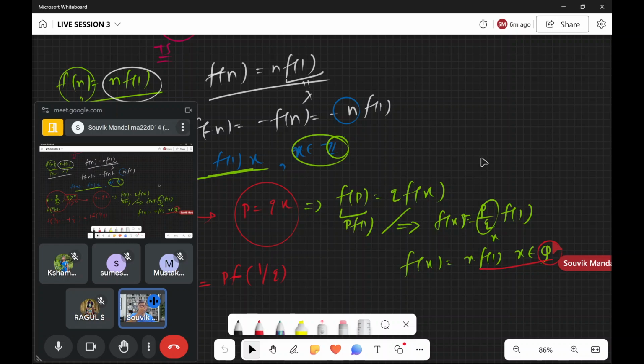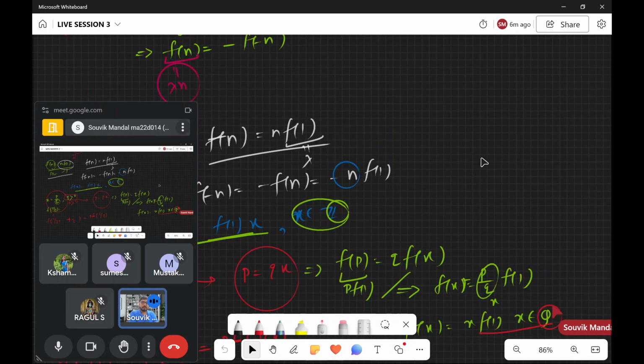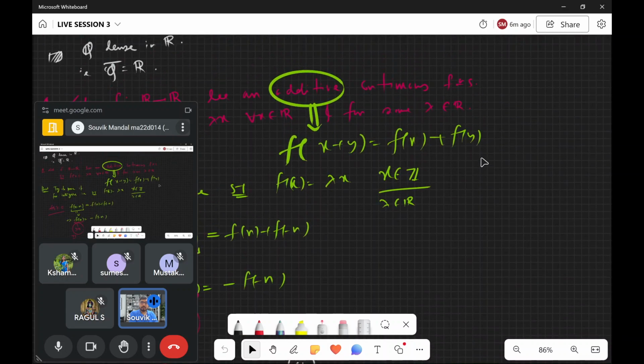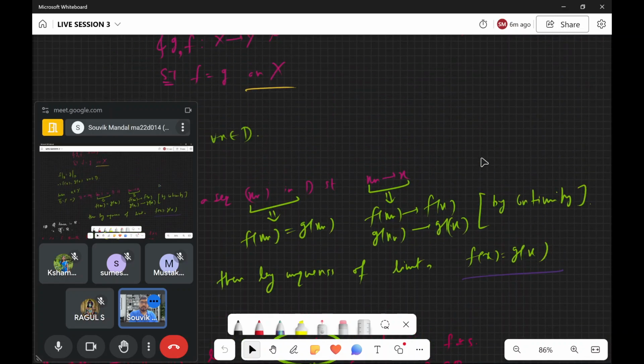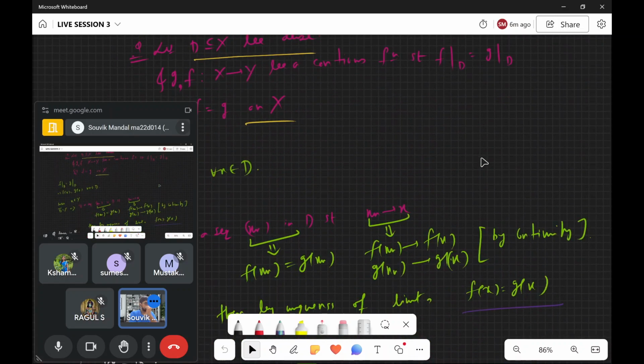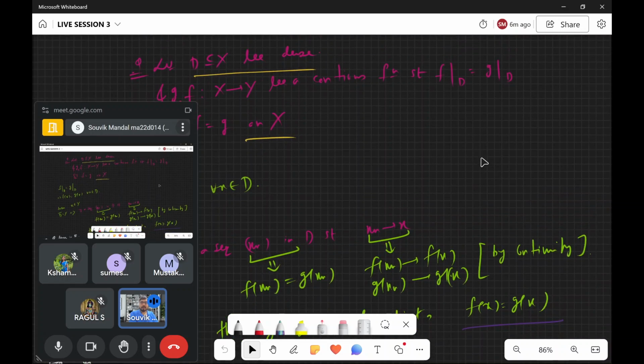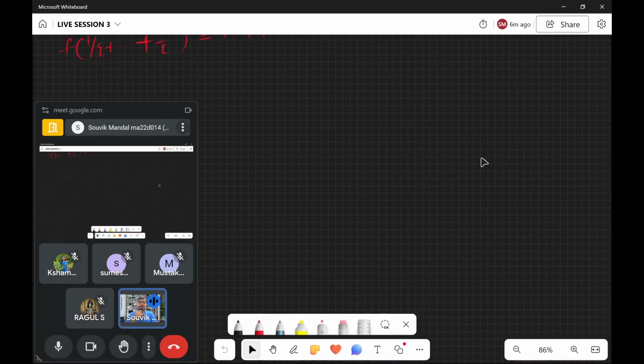Now we need to show that this holds for all reals. So let's go to the previous problem. What we have seen previously: suppose there are two functions f and g, continuous on the real line, that agree on a dense set. Then they agree on the full domain. So now we can use this for our problem also.